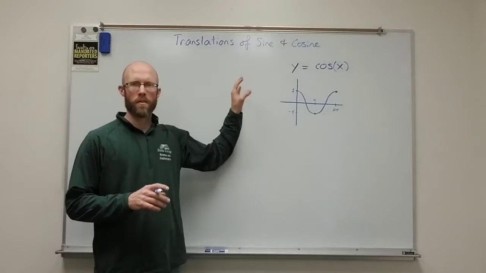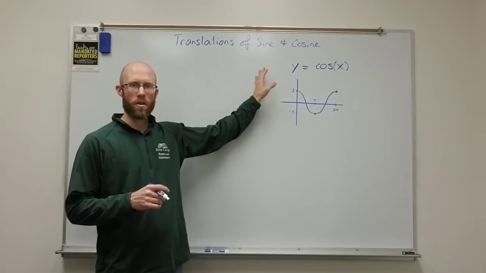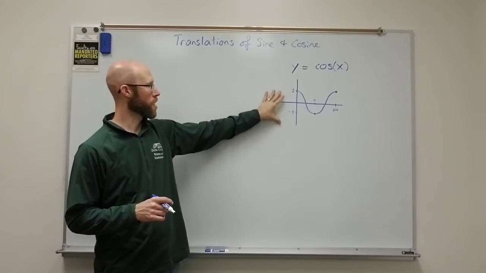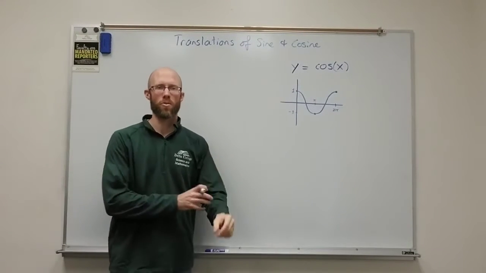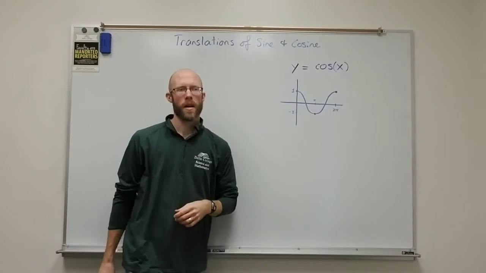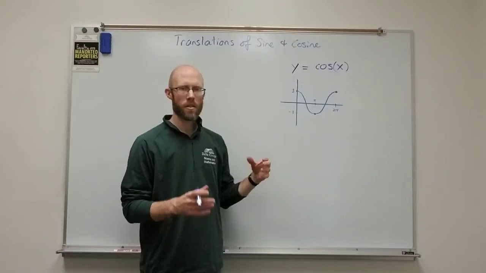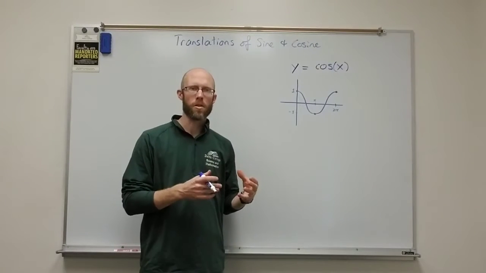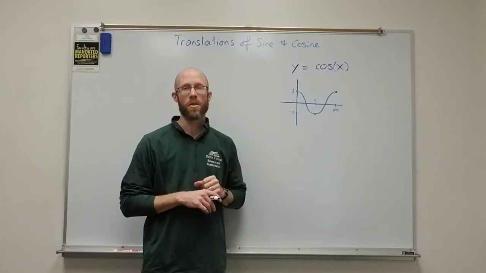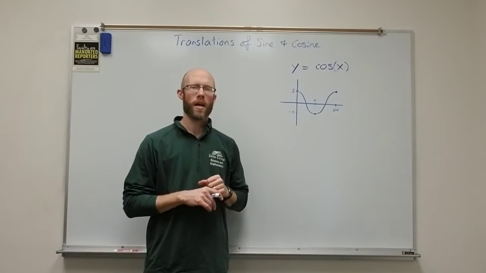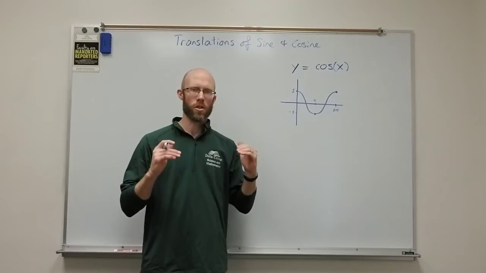So we've looked at the phase shift of the sine and cosine. Here I've got an example of just the cosine of x, very basic, just kind of drawn out some of the key points. And we've looked at the phase shift, the period, the amplitude, some reflections. But now we're going to look at another aspect called the vertical shift.